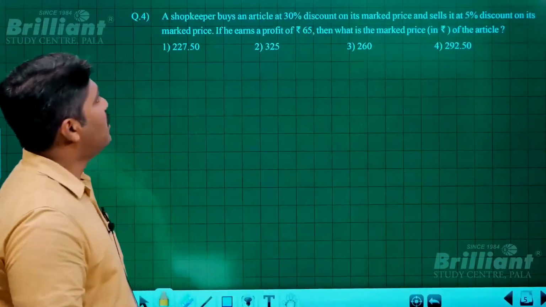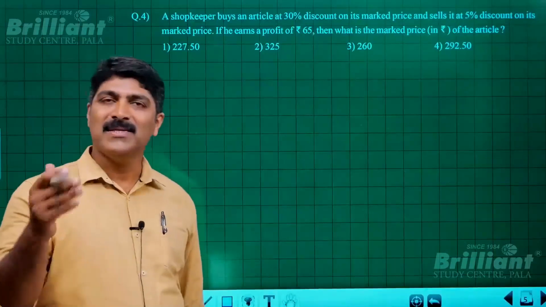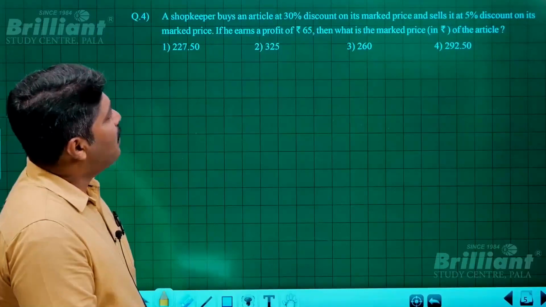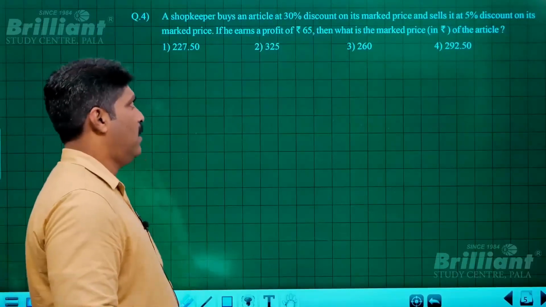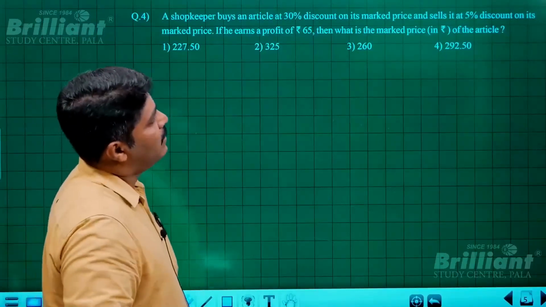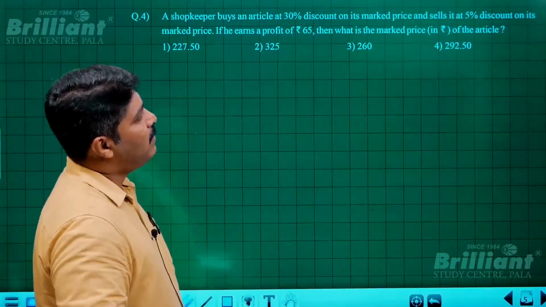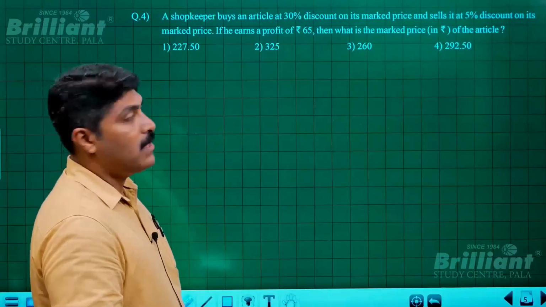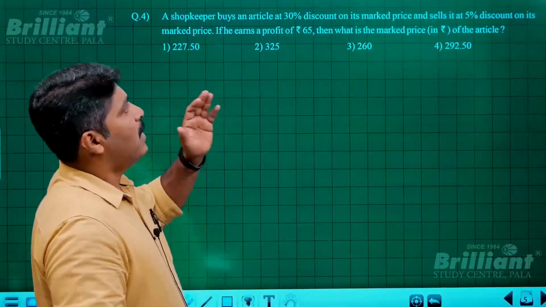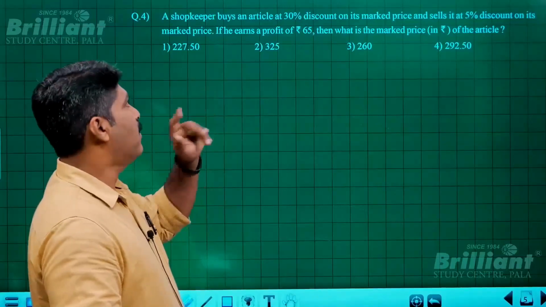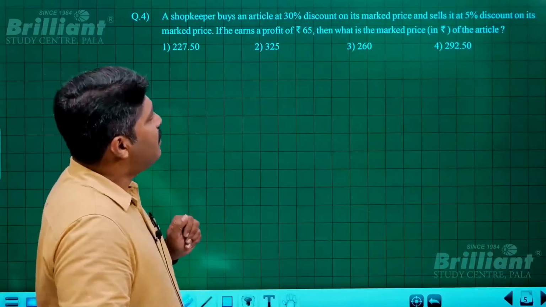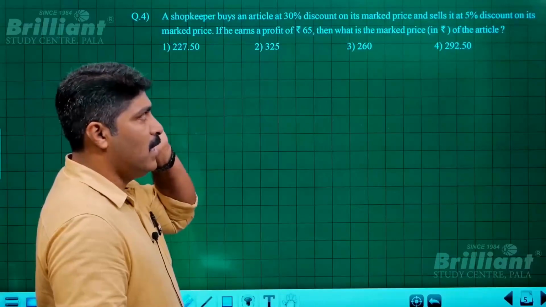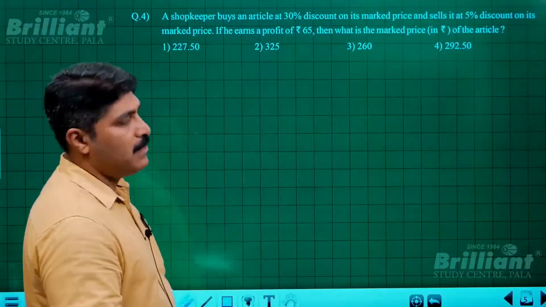Next question, it's from profit and loss, a discount related question. A shopkeeper buys an article at a 30% discount on its marked price and sells it at a 5% discount on its marked price. So both the discounts are applicable on the same marked price, that's the important point. If he earns a profit of 65, then what is the marked price in rupees of the article?